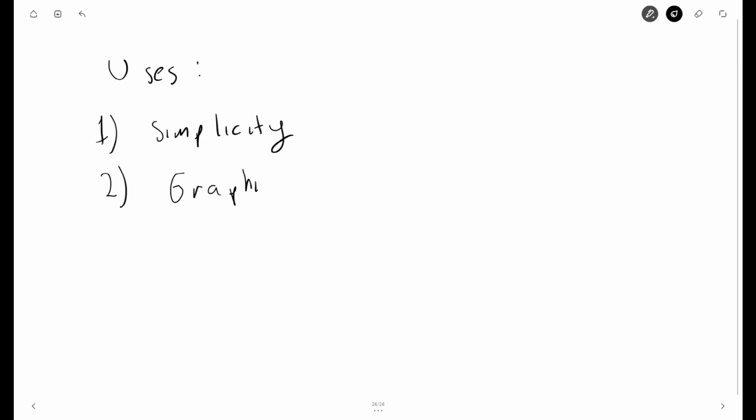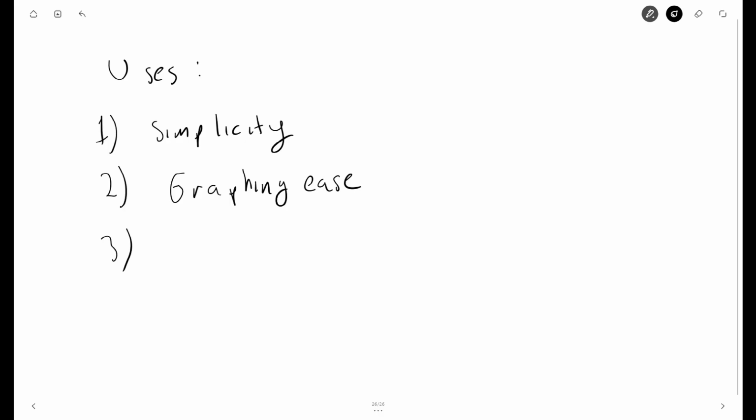The slope-intercept form is incredibly useful for several reasons. For simplicity, it provides a straightforward way to write the equation of a line. Second, graphing ease. With just the slope and y-intercept, you can quickly sketch a line on a graph.